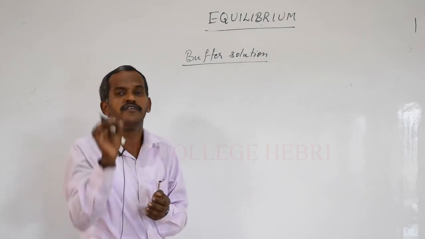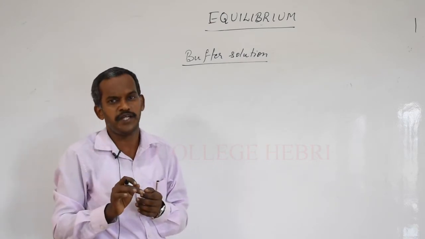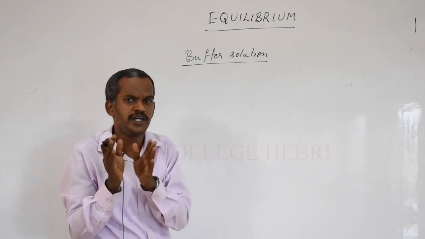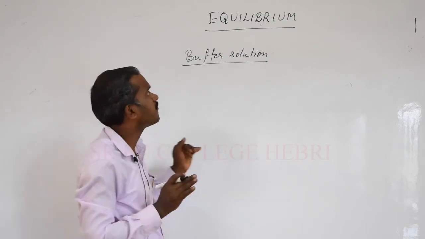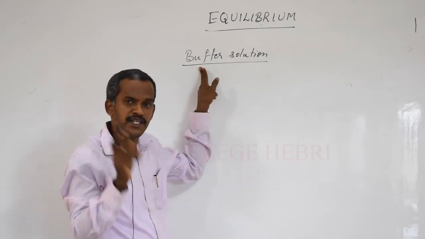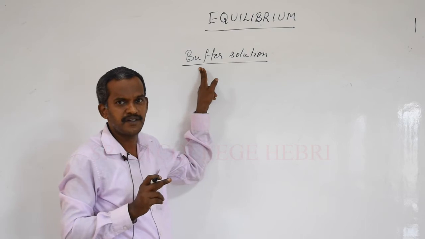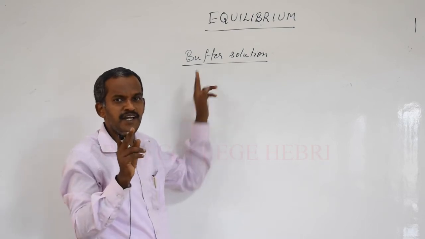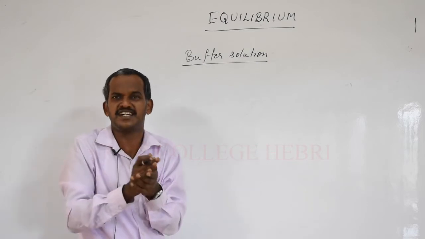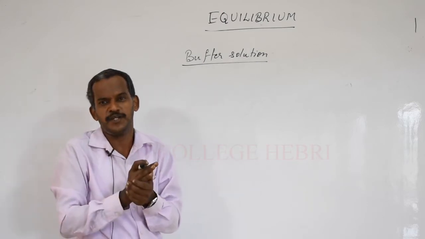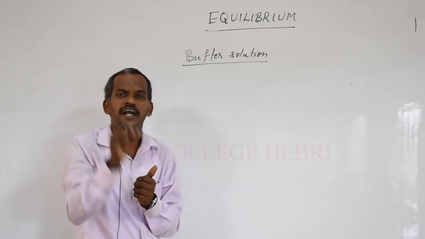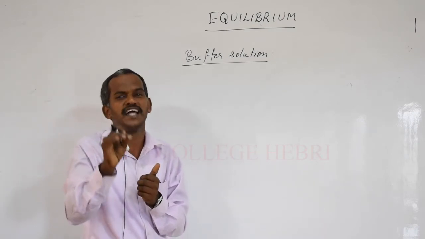Okay, so how will it retain the constant value of pH? That mechanism is there, but first try to understand what a buffer solution is and what the different types of buffers are. A buffer solution is, in a simple definition, a solution which can resist the change in the pH value on dilution or the addition of a small amount of acid or alkali.